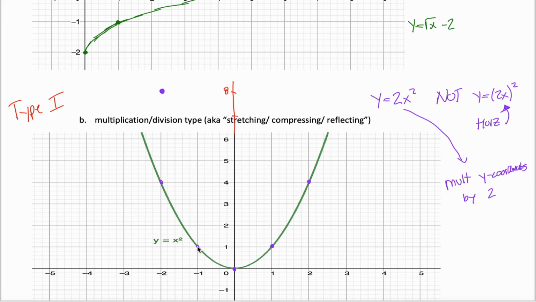Similarly, this point has a y coordinate of 1. 1 times 2 is 2. This point has a y coordinate of 0. 0 times 2 is still 0. This point has a y coordinate of 1. 1 times 2 is 2. And this point has a y coordinate of 4, and 4 times 2 is 8.